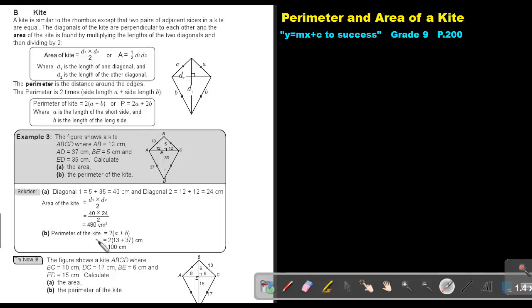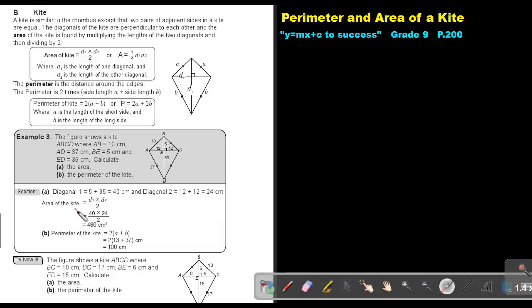Now let's look at example 3. The figure shows a kite, ABCD, where AB is 13, AD is 37, BE is 5, and ED is 35. Calculate the area. So let's first find the diagonals. Diagonal 1 is 5 plus 35, that will be 40. Diagonal 2 is 12 plus 12, and that will be 24.